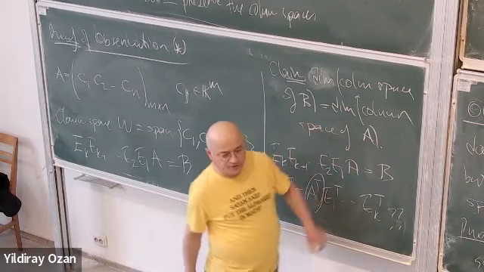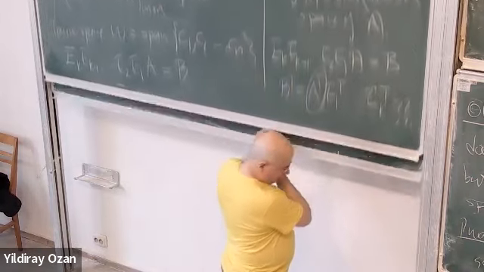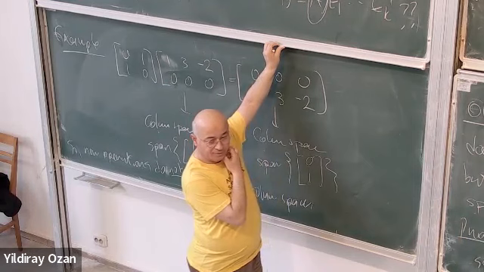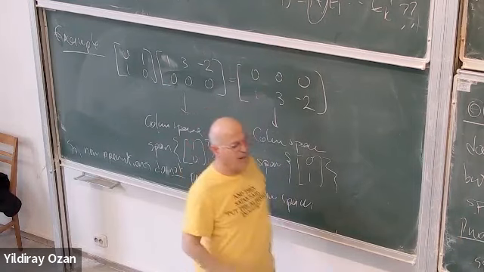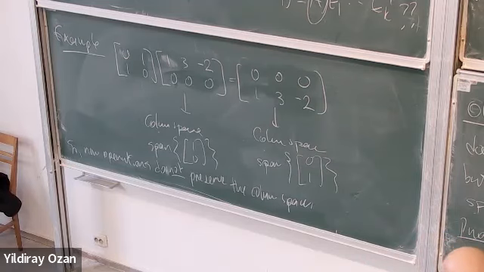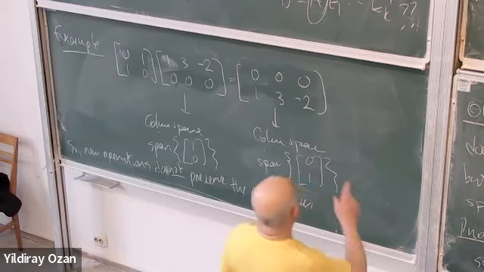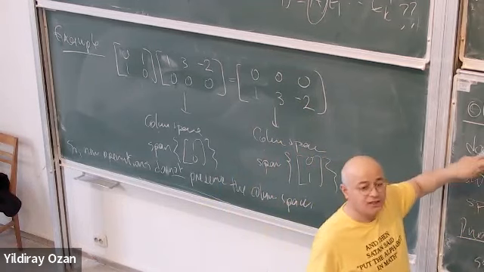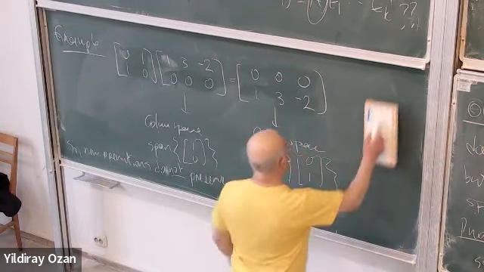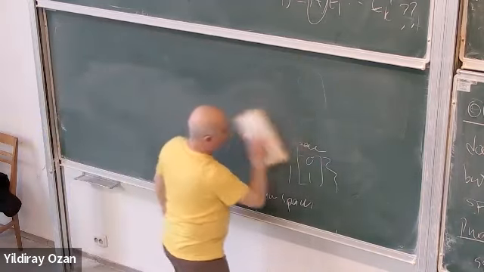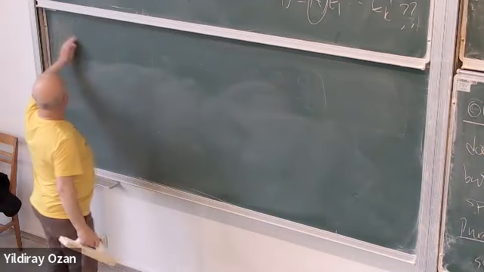Okay, so I'll fix this next time, okay? We want to prove that the dimension of the column space is the same as the dimension of the row space. Yes, we want to prove that. Here, first I want to prove that row operations don't change the dimension of the column space. And then we do the following.